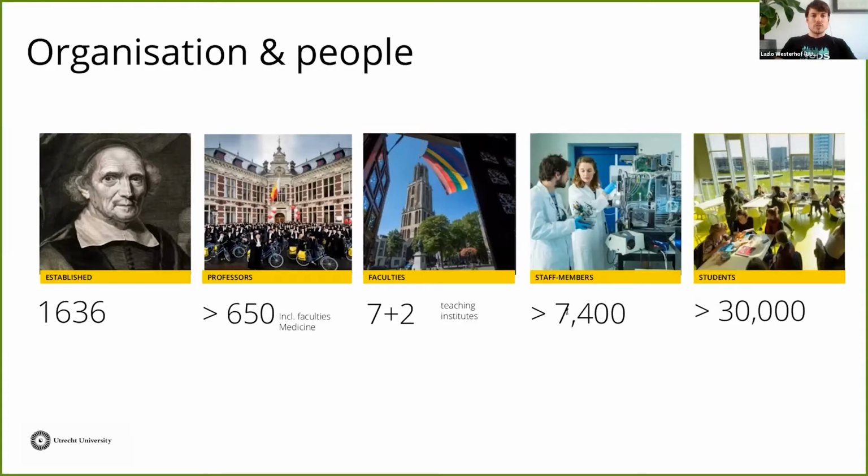First of all, Utrecht University. Our university has a long history established in the 1600s with more than 7,000 staff members and 30,000 students. We are one of the largest universities in the Netherlands.